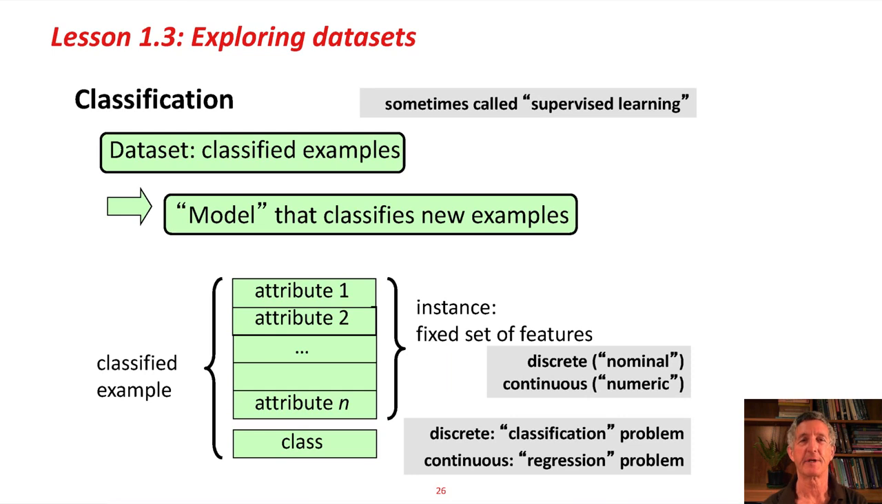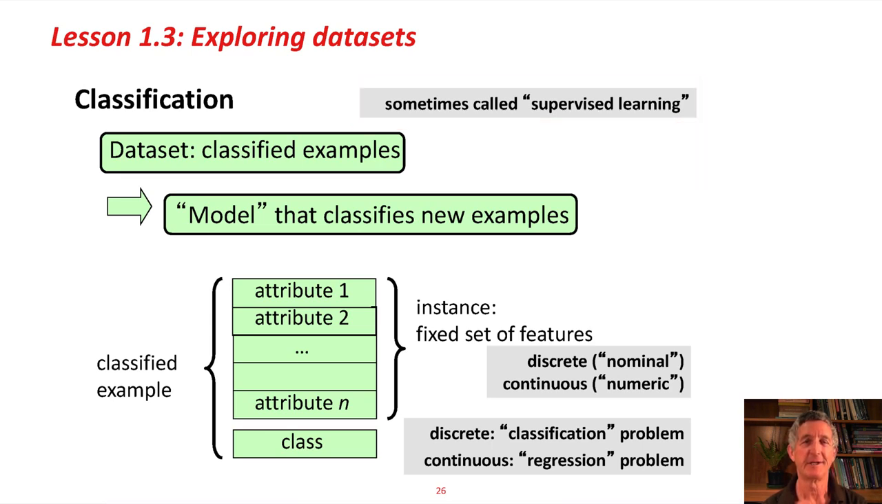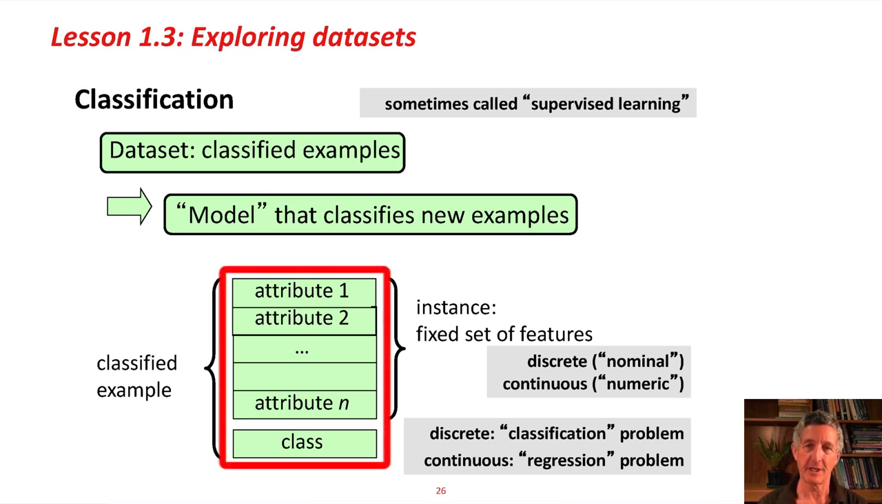So that's the weather data set, and we've already explored that. As I said, it's a classification problem, sometimes called a supervised learning problem. Supervised because you get to know the class values of the training instances. So we take as input a data set of classified examples. These examples are independent examples with a class value attached. The idea is to produce automatically some kind of model that can classify new examples. That's the classification problem. And here's what the examples look like. This is an instance with the different attribute values, a fixed set of features, and then we add to that the class to get the classified example. That's what we have to have in our training data set.